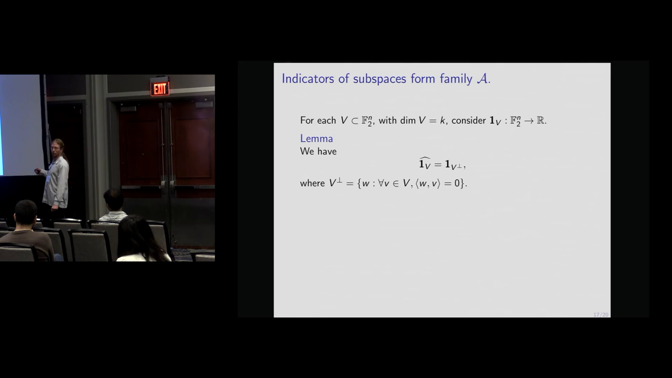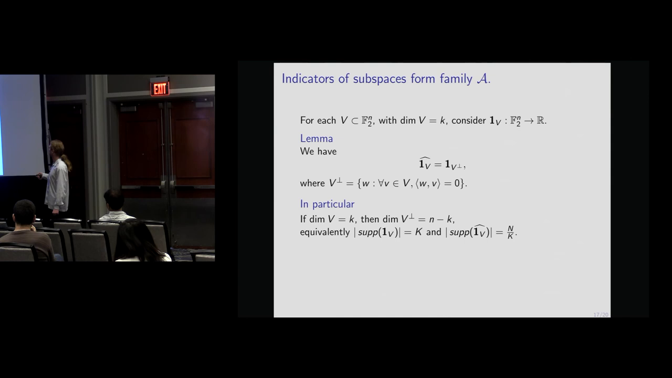It's not too difficult a calculation that the Fourier transform of any indicator like this is actually the indicator of the orthogonal space. If we just look at the dimensions, if the dimension of my space V is k, the codimension of the orthogonal space is again k, and the dimension of the orthogonal space is n minus k. If we look at the number of points in those spaces, one has capital K points, the other has capital N over capital K points. So they indeed multiply to capital N. Those things are tied for the uncertainty principle. So this is going to be my family script A.